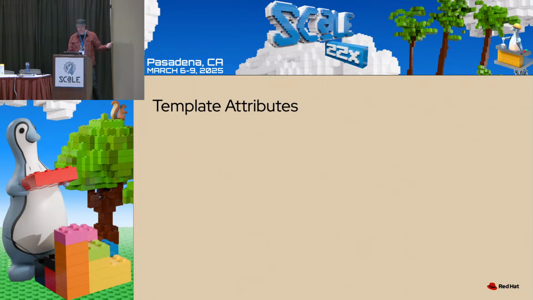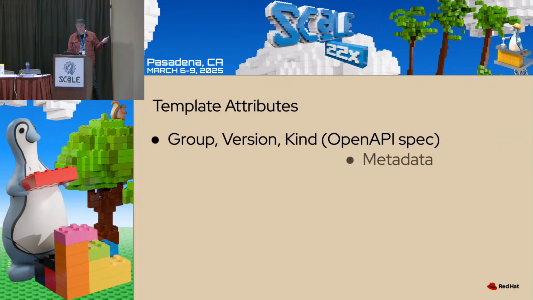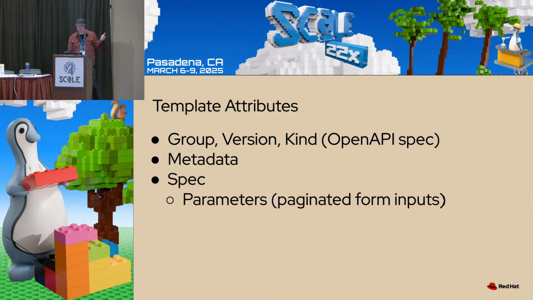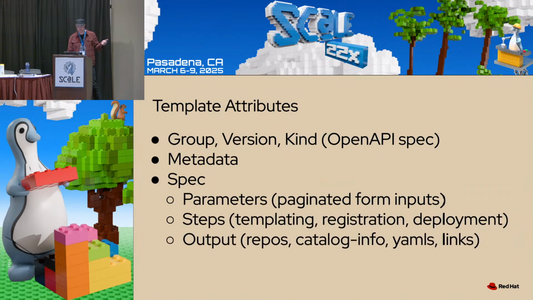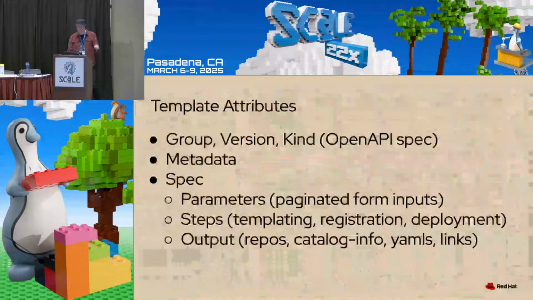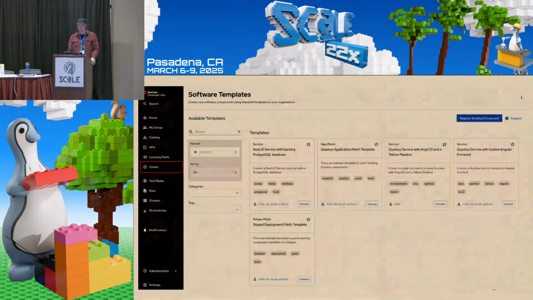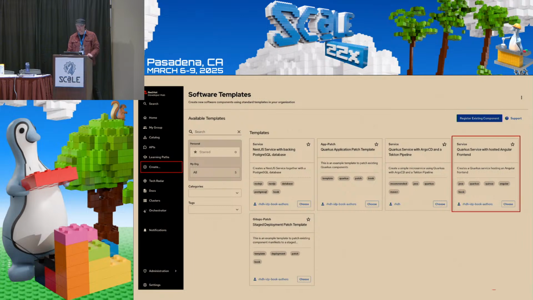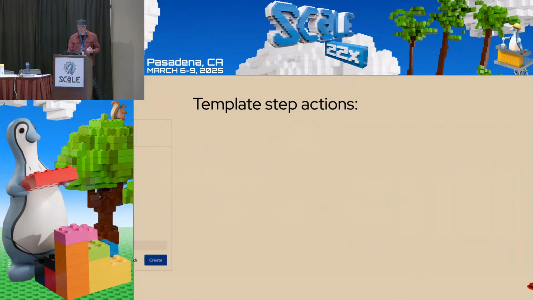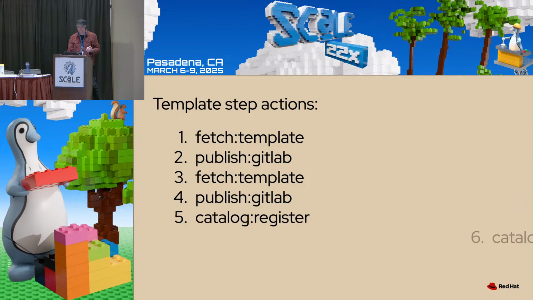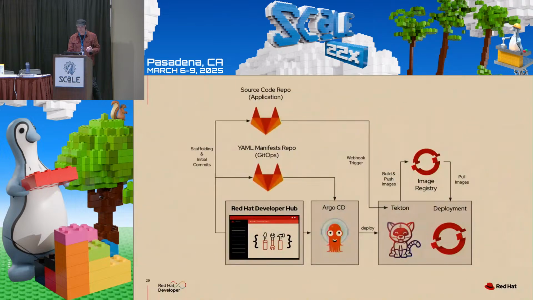So we looked at the Quarkus with Angular repo. We looked at the group, version, and kind, the metadata, and the spec. We stepped through the parameters, the action steps, and the output. And we took a look at the repos, the catalog-info YAML, and the links area. Yeah, we already ran this. And we ran through these template action steps.